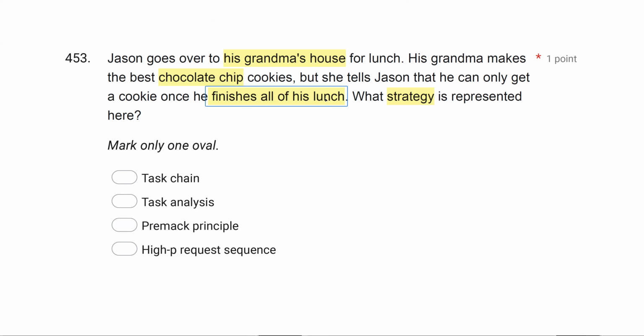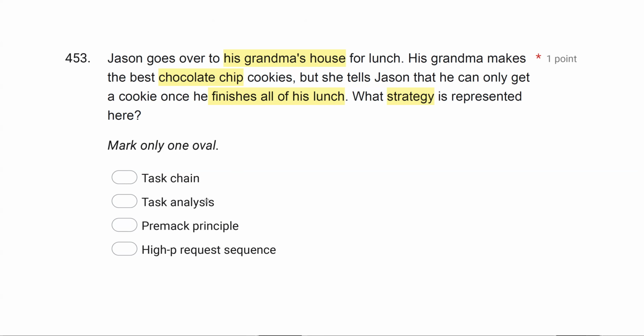So she's established a contingency. A contingency is that if-then statement. If you do this, then you get this. That says if you finish your lunch, then you get chocolate chip cookies. So grandma is using the less preferred or lower likelihood behavior of finishing lunch. And then she's trying to reinforce it or encourage it with the consequence of getting chocolate chip cookies, which is going to be the higher preferred or more likely behavior. So, what strategy is represented there?